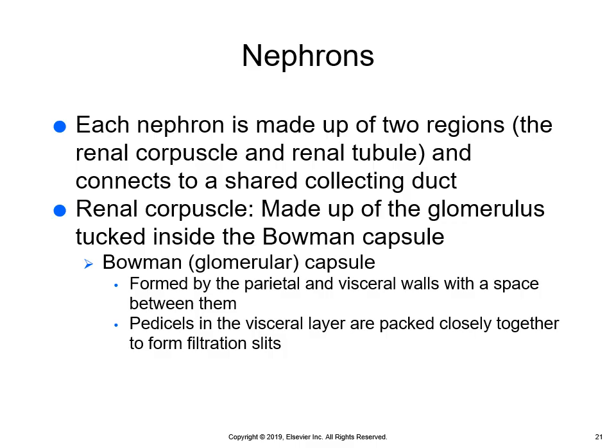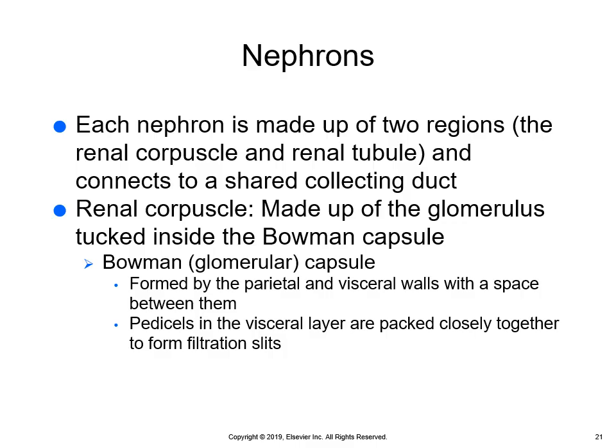this is where the filtration happens, and the renal corpuscle includes what we call a glomerulus, which is a network of capillaries that help filter waste. And it's also made up of what we call a Bowman's capsule, which is a cup-shaped structure that catches the filtered fluid. All right, the second part that it's made up of is the renal tubule. And this is a long tube that processes the filtered fluid, deciding what gets reabsorbed back into the blood and what gets turned into urine.